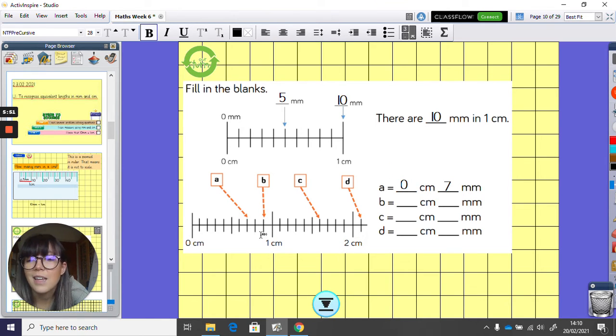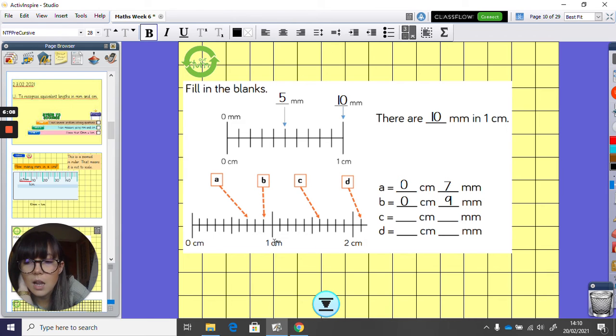Now B is also less than 1 centimetre, so let's count up. 1, 2, 3, 4, 5 millimetres, 6, 7, 8, 9 millimetres. So B is 9 millimetres. Again, we know there is no centimetres in B because we haven't got to 1 centimetre yet.